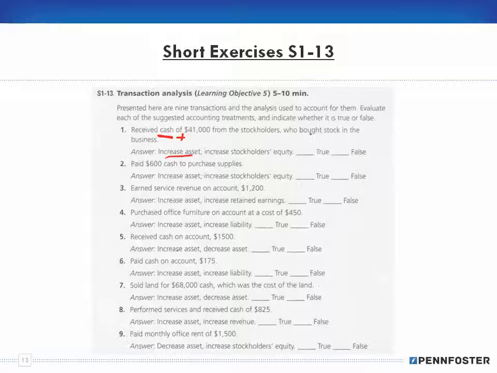From stockholders who bought stock, okay? Well, if there was 0 stock before and they're buying $100,000 worth of stock, my stock increases. So it's an increase, and since stock is an equity, stockholders' equity. So this here is true. My asset increases because cash increases, and I have an increase in stockholders' equity because I'm selling the stock. So the answer to that one would be true.